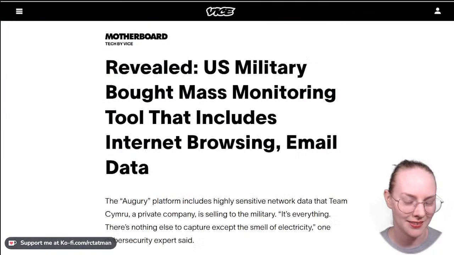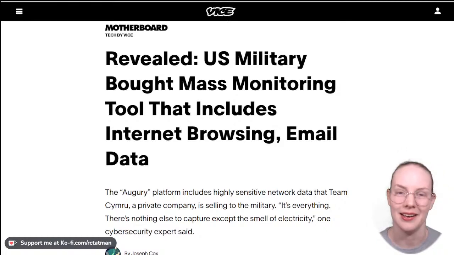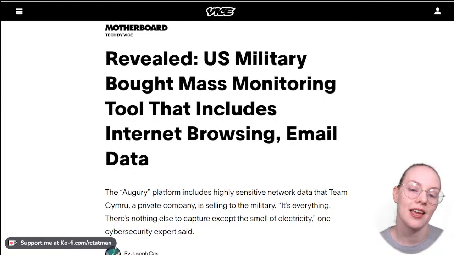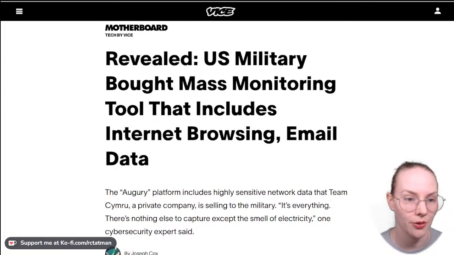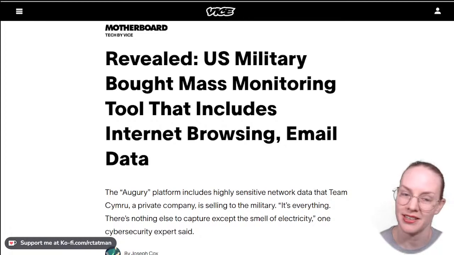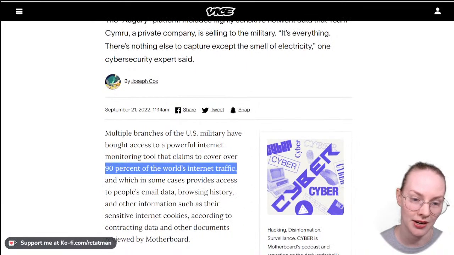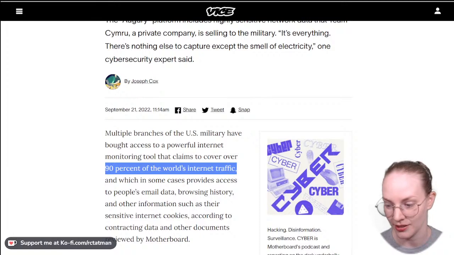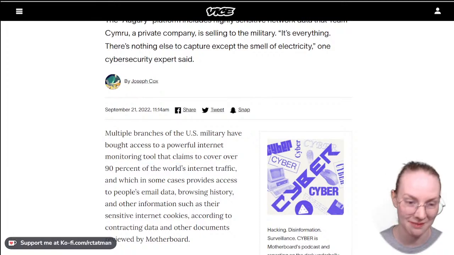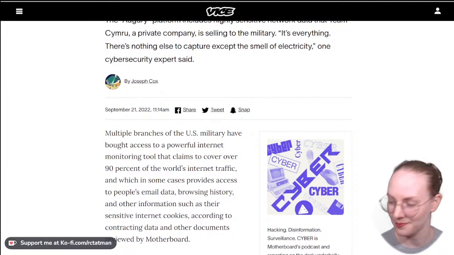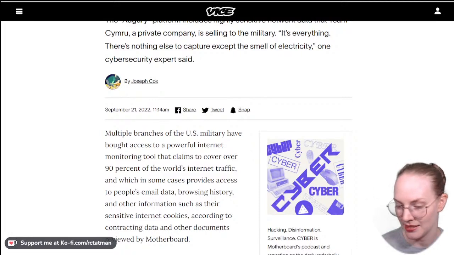Speaking of the US and our police state, if you were not aware of this, and this is probably going to affect all of you, actually, if you're watching this, the US military bought a mass monitoring tool that includes internet browsing, email data, personalized cookies, about 90% of the world's internet traffic. So, yeah, know that.